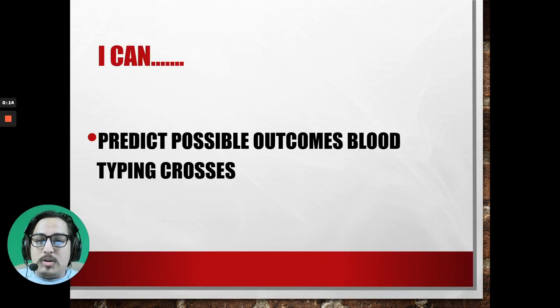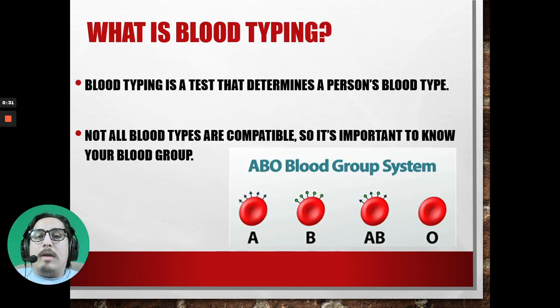Let's go. So blood typing, what you need to know by the end is I can predict the possible outcomes of blood typing crosses. So we're going to give you parents and they have different types of blood type and you're going to be able to cross them. Okay, now this is a little bit different than before. Okay, there's a little minor change. So what is blood typing?